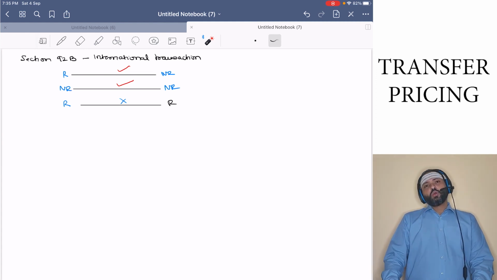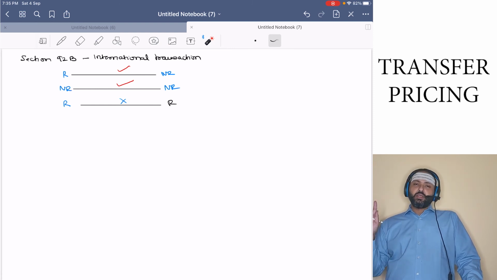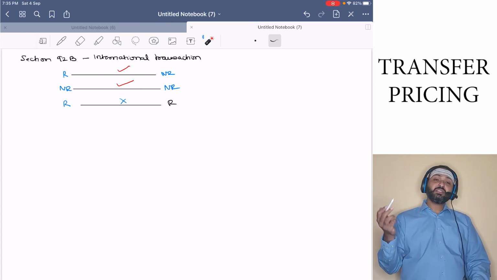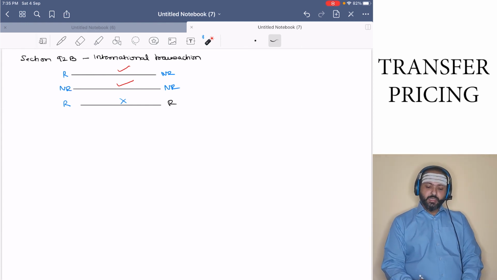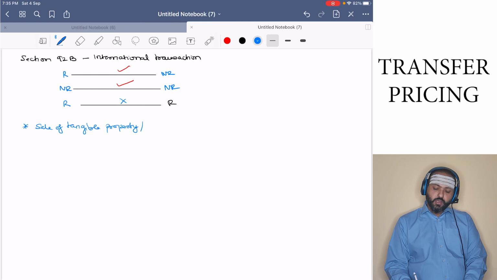Now, what did we tell? The international transaction should be there between a resident and non-resident, or non-resident and non-resident, but this is only defining the international part of it. What are the transactions that are allowed? First transaction, sale of tangible property, or lease of tangible property, or purchase of tangible property. It can be anything.